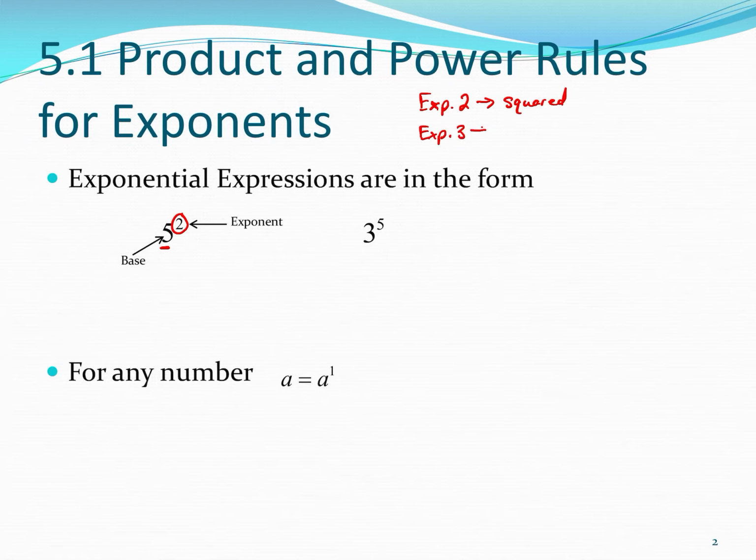Exponent of 2, we say squared. And if it's an exponent of 3, which we haven't seen yet, but we will, we call it cubed. Okay, so just be aware of that. You'll see that as we move forward. So in this case, when we have 5 squared, if I ask you what 5 squared is, you can tell me off the top of your head.